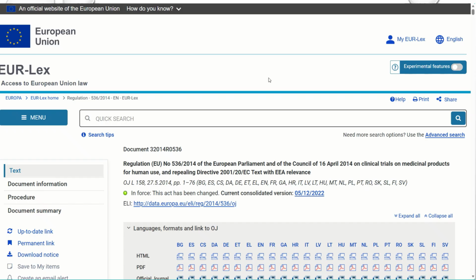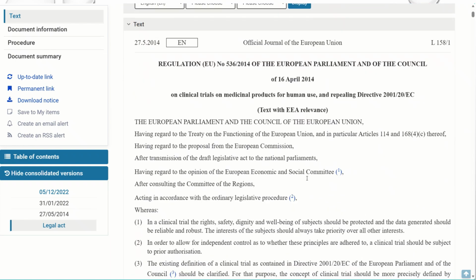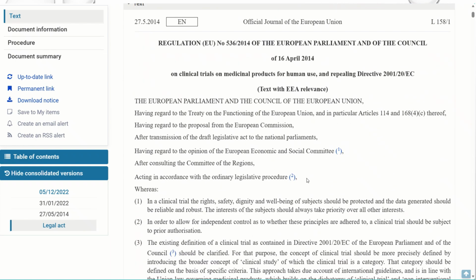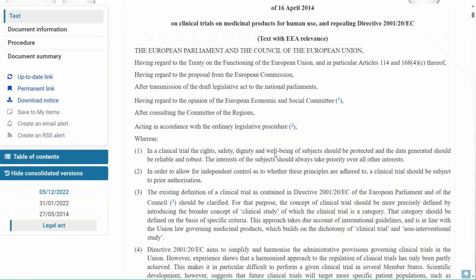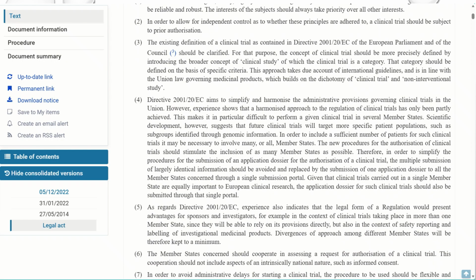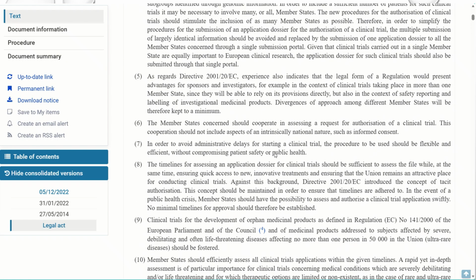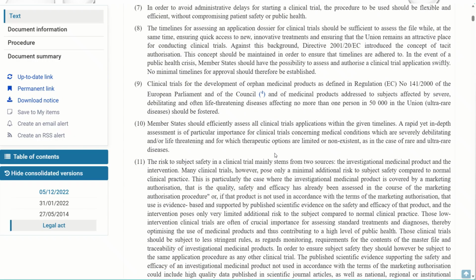So let's go through this clinical trial regulation again. So this is the regulation EU number 536/2014, yeah? And it repeals the directive 2001/20/EC, yeah? So we're clear on that. It has now come into force, and all clinical trials that are conducted within the EU should be in line with regulation 536/2014, yeah? So let's just quickly go through a quick overview of what I want to talk about relating to this.